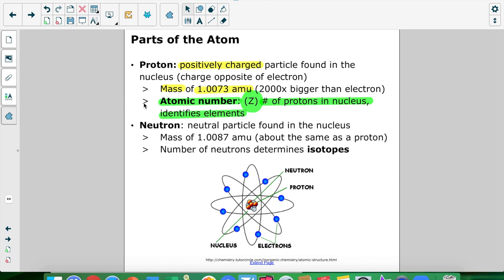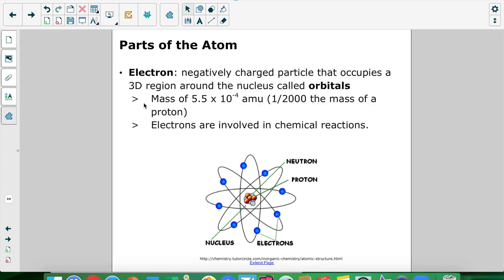Now, the other particles that we have in the nucleus are the neutrons, and the neutrons are neutral in terms of charge, so they don't have any charge. It's a neutral particle found in the nucleus, and the mass of the neutron is very similar to the mass of the proton. It's 1.0087 AMUs. The number of neutrons that we have in the nucleus determines the isotopes of the same element. We're going to be talking about isotopes very soon, but the isotopes of the same element are determined by the number of neutrons.